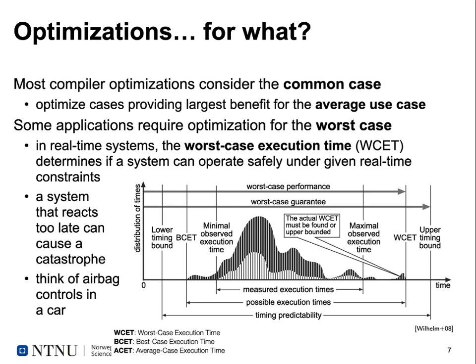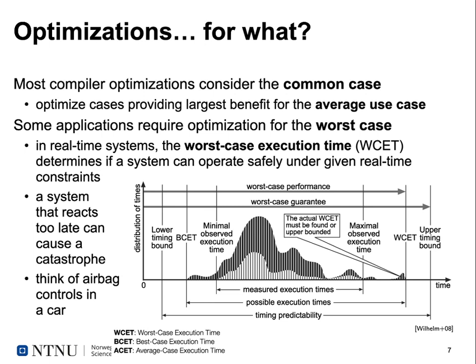Now, some applications, however, require to optimize for the worst case. Especially in real-time embedded systems, the worst-case execution time is a very important factor because it determines if a system can actually operate safely under given real-time constraints. So if it has to react to an input after a given time, and if it reacts too late, something catastrophic may happen, or if it's infeasible. And to do this, you do something like a worst-case execution analysis.